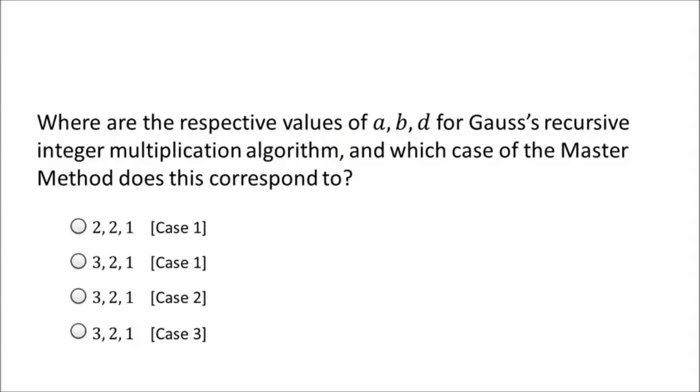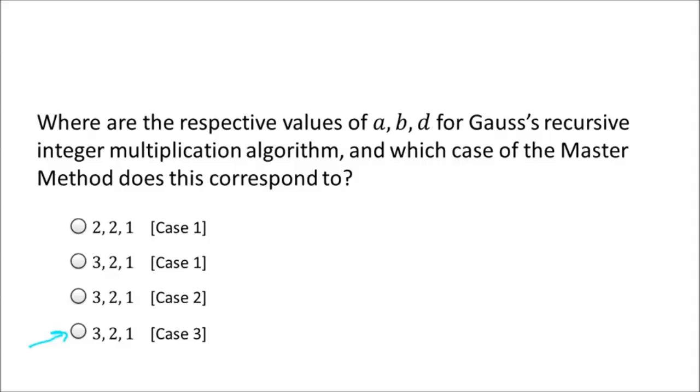So the correct answer to this quiz is the 4th option. It's not hard to see what the relevant values of A, B, and D are. Remember, the whole point of Gauss's trick is to reduce the number of recursive calls from 4 down to 3, so the value of A is going to be 3. As usual, we're recursing on a problem size which is half of that of the original, in this case n over 2-digit numbers, so B remains 2, and just like in the more naive recursive algorithm, we only do linear work outside of the recursive calls. All that's needed is to do some additions and paddings by 0. So that puts us at parameter values A, B, and D.